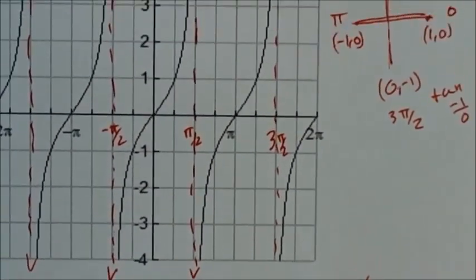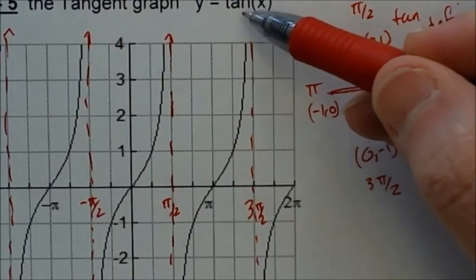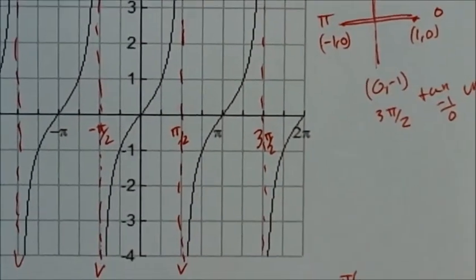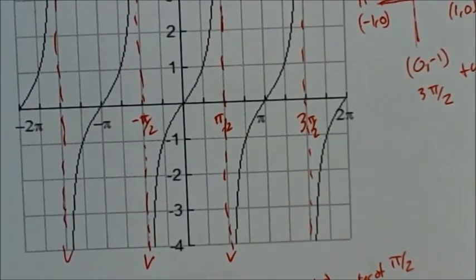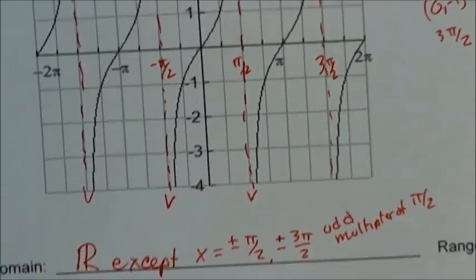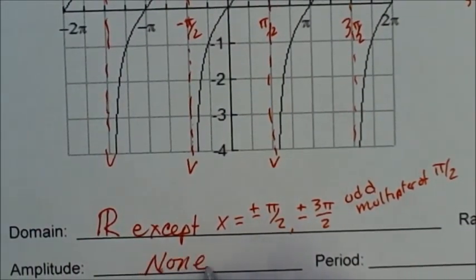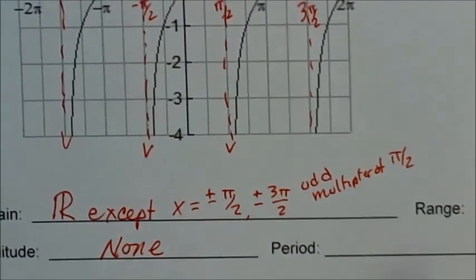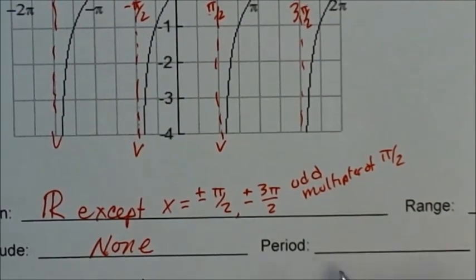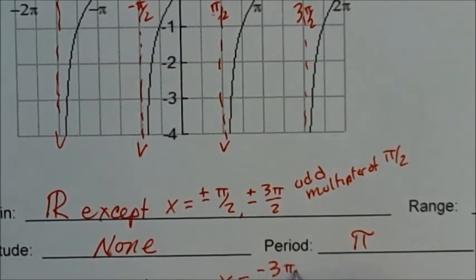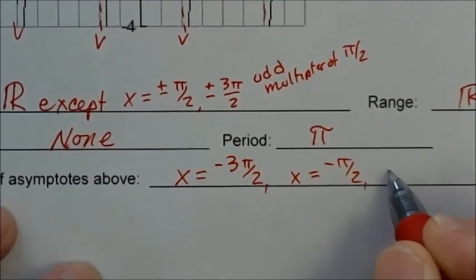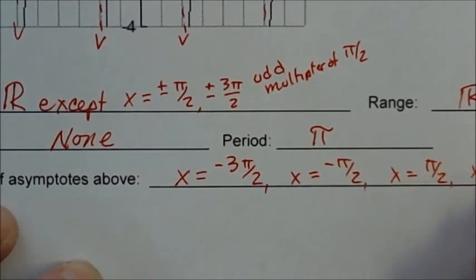The range, these keep going upward and downward, so there are no lowest or highest points. The range is all real numbers. The amplitude, how high does it get? It actually doesn't have an amplitude. There is none. The period, that was what I mentioned before. The period is a length of pi. And the equation of the asymptotes above, they are x equals negative 3 pi over 2, x equals negative pi over 2, x equals pi over 2, and x equals 3 pi over 2.